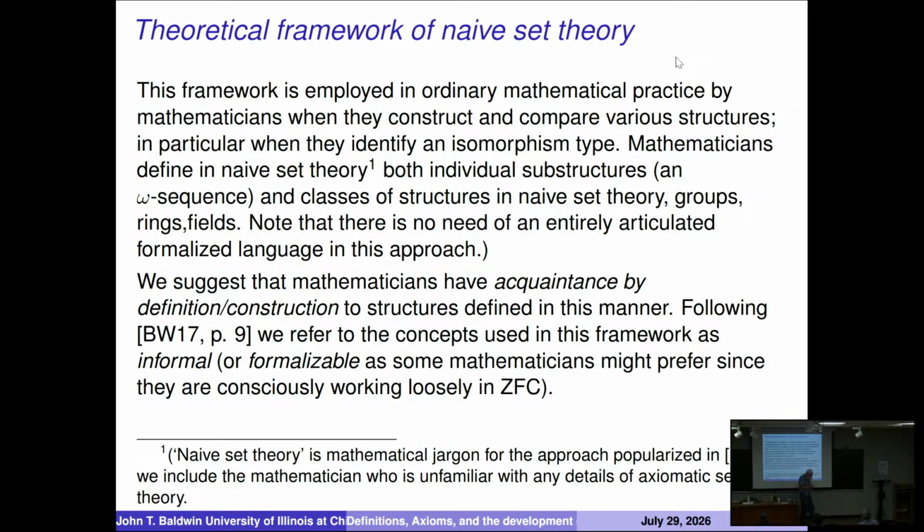But then there's the theoretical framework of naive set theory. And I think Ramos did this very well, and it's what we teach. There's now a common course in the United States called Introduction to Proof for sophomores, and it's taking place in this context. So you define in naive set theory things like substructures, structures, an omega sequence, classes of structures, groups, rings, fields. No need of an entirely articulated, formalized language. And we think that mathematicians have acquaintance by definition or construction. If you are a mathematician who does give this inductive definition of multiplication, you have a notion of this thing, right? You had to have the concept in order to build this.